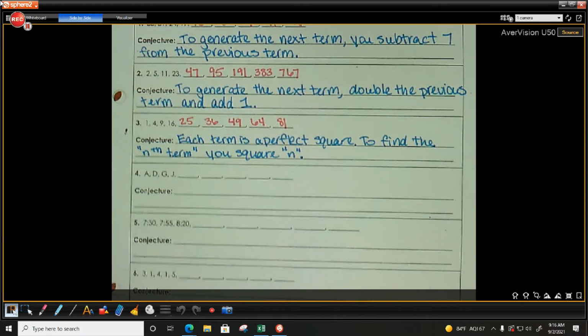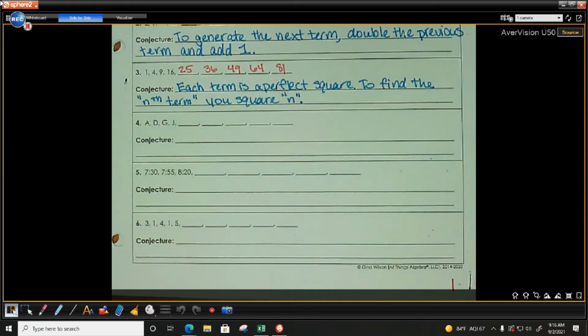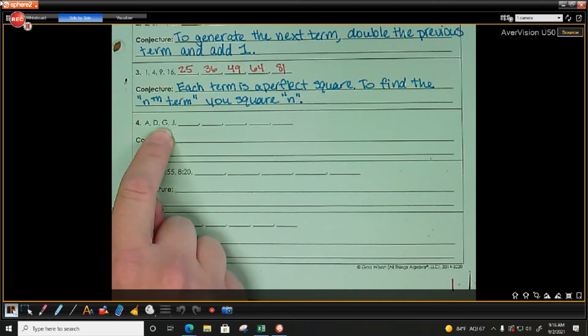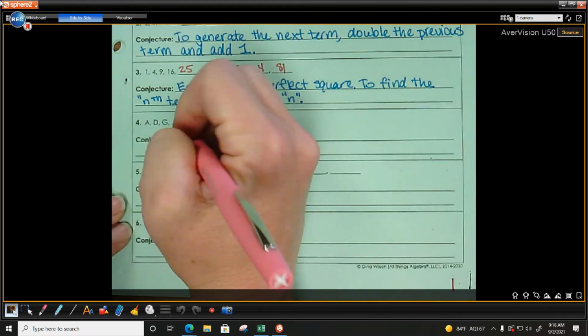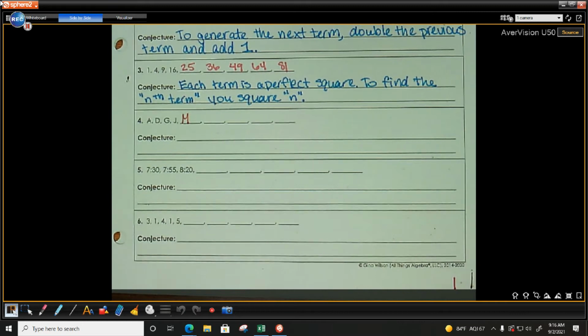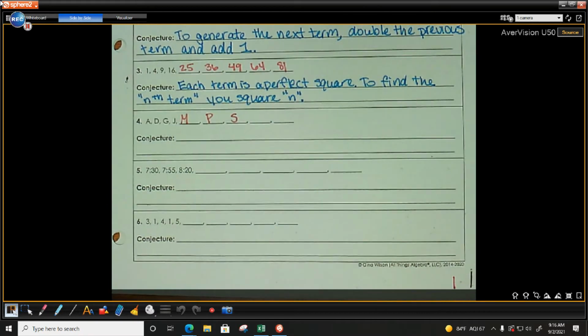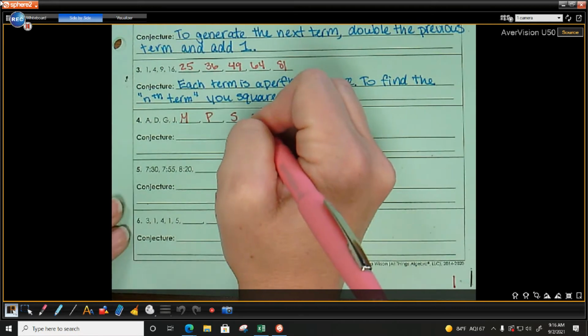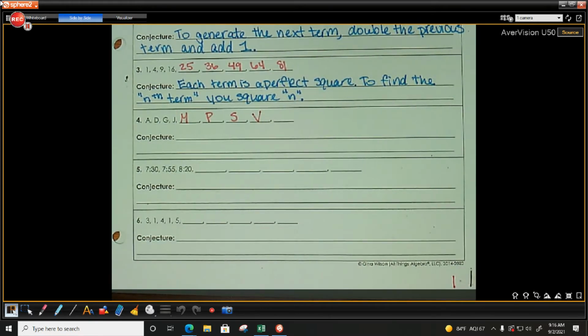No, patterns can be letters. Okay? What do we notice here? You skip 2 letters, so you go up 3 letters. Okay? So A, and then B, C, D, E, F, G, H, I, J, K, L, M, so M's my next one, N, O, P, Q, R, S, T, U, V, W, X, Y.